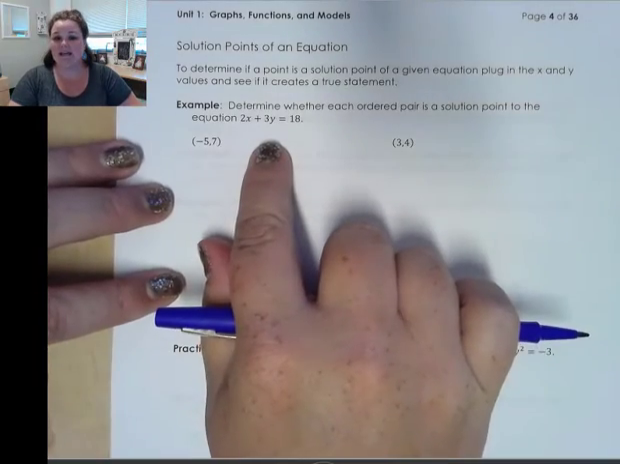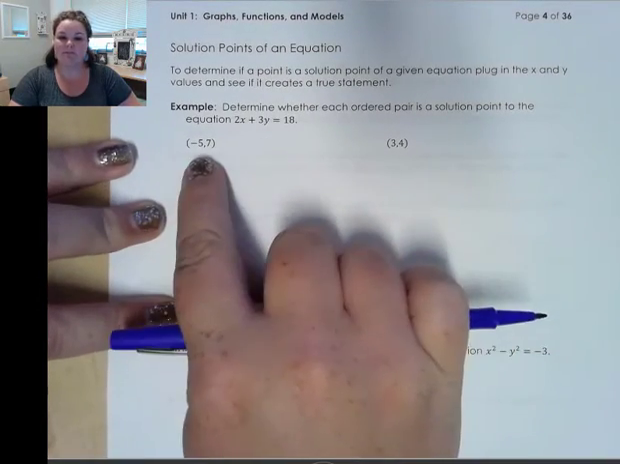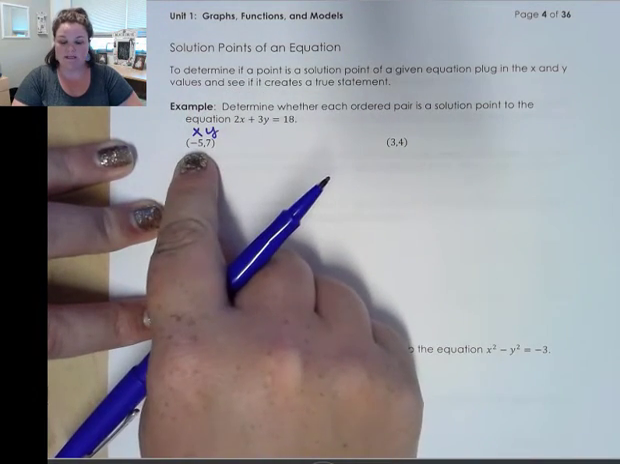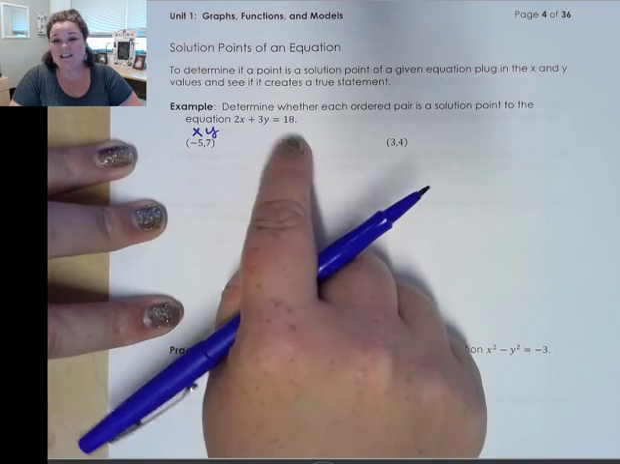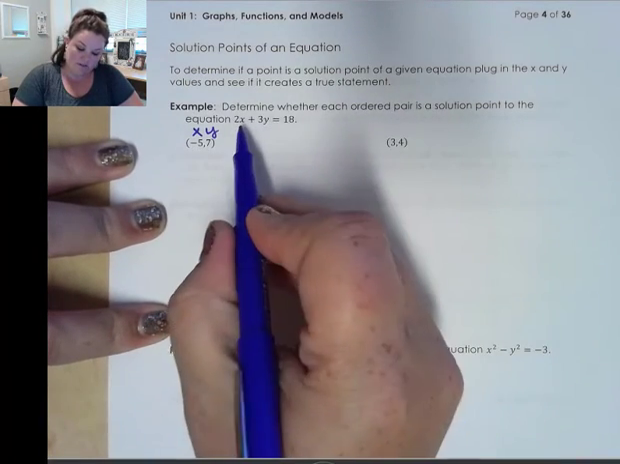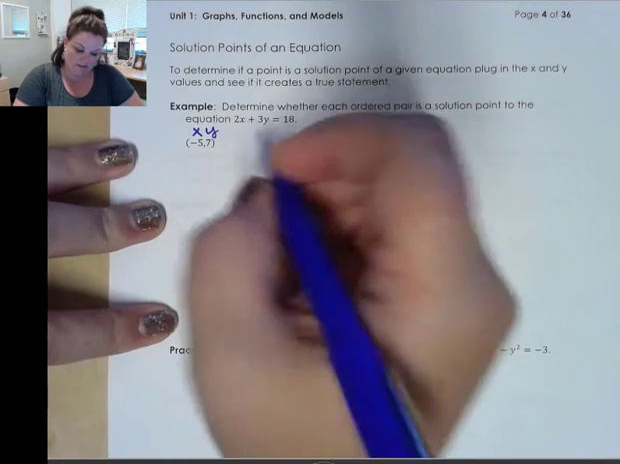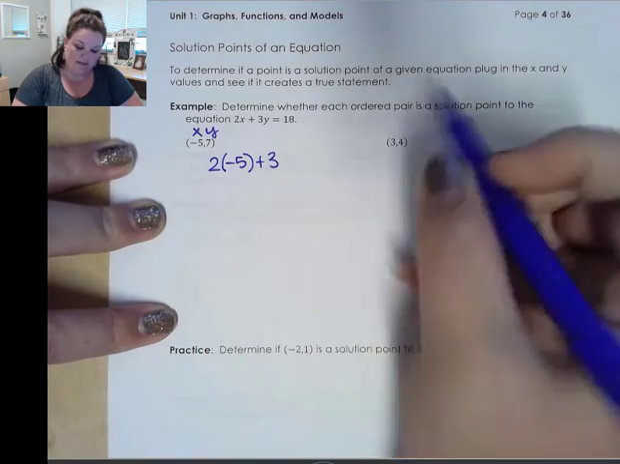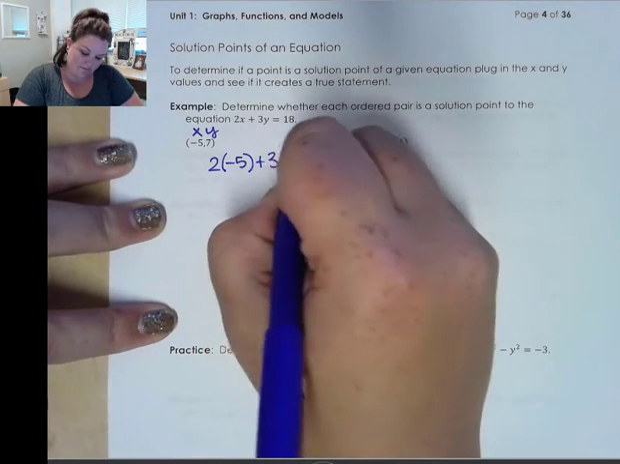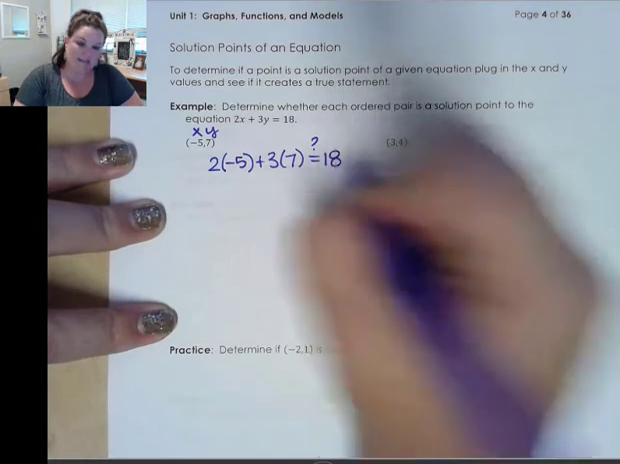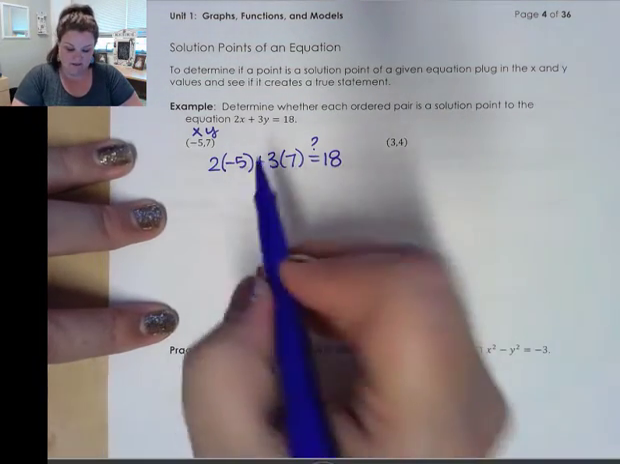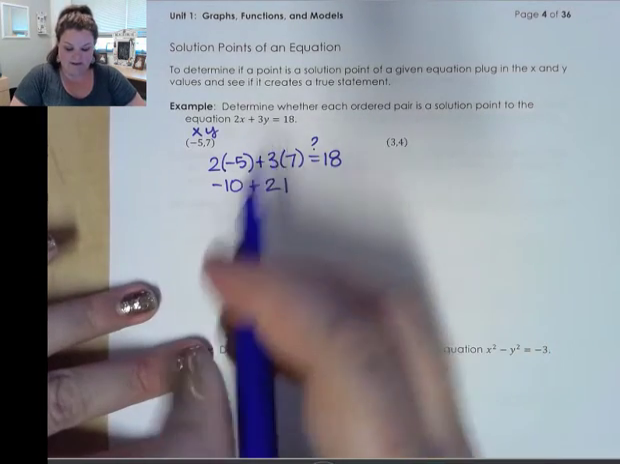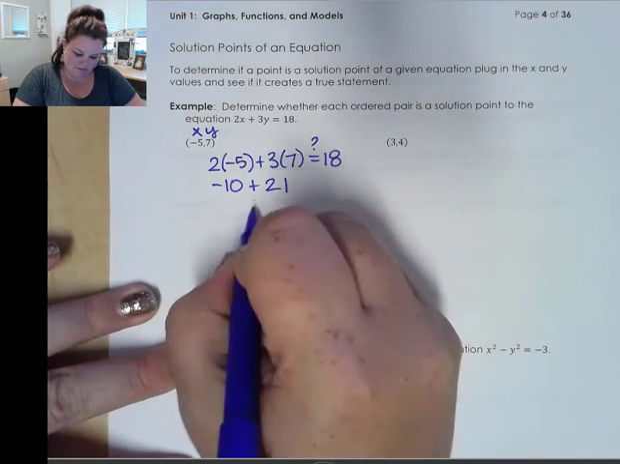And to check to see if it's a solution point, all we have to do is plug in its values. So here's our X value, here's our Y value of our point. We're just going to plug it into the line they give us and see if it makes a true statement, okay? So this line says to do 2 times X. So I'm going to do 2 times my X value, which is -5, plus 3 times my Y value, which here is 7. And I want to know, does that equal 18? So I just check it. 2 times -5 is -10. 3 times 7 is 21. And if I combine -10 and 21, that gives me 11, right?